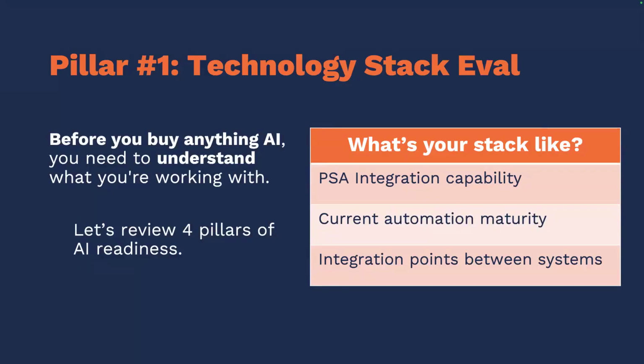So just having that core understanding, even if you've just messed with it, is going to help you really understand, again, the limitations and where it fits. So when we look at the stack and how it can actually be useful to you, we're looking at three different sub-pillars when you look at the value of AI. Number one is your PSA integration capability.